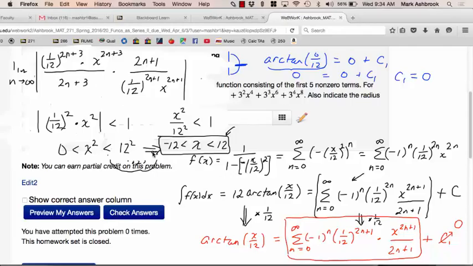Does that help? Okay, other questions on this? Last chance. Questions about the exam or this example?